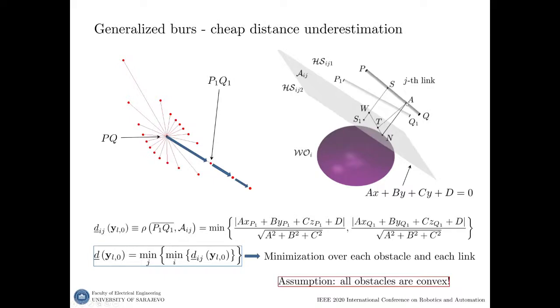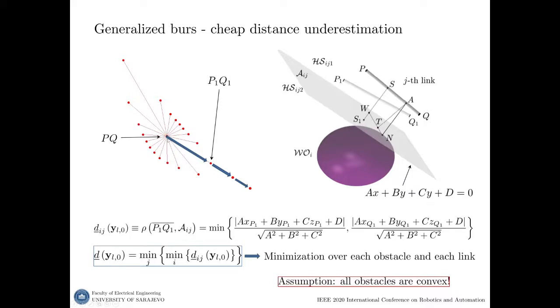It can be proven that the plane passing through point N, perpendicular to vector NA, completely separates the obstacle from the link. Once we have points N and A, we can write the equation of the plane. Moreover, the distance between the link and the plane is identical to the distance from the link to the obstacle.